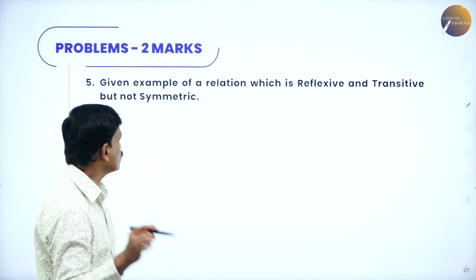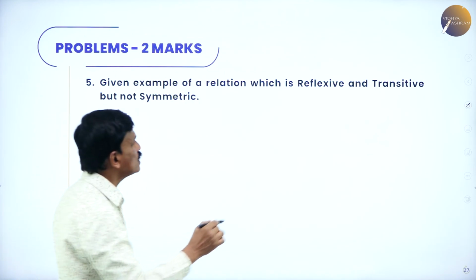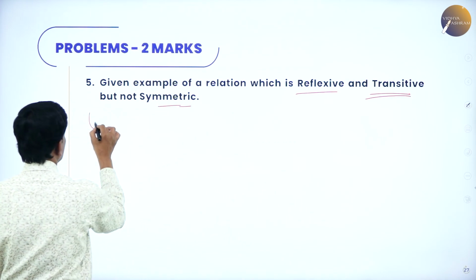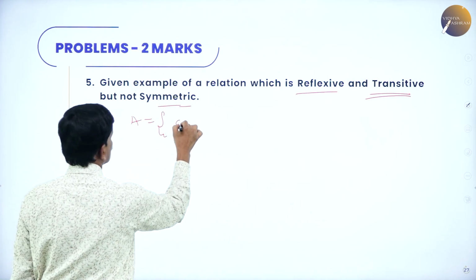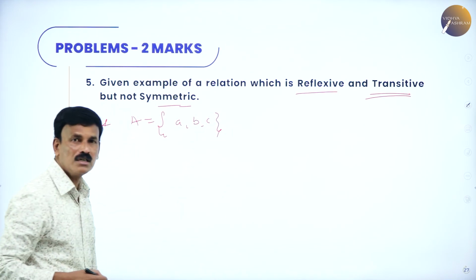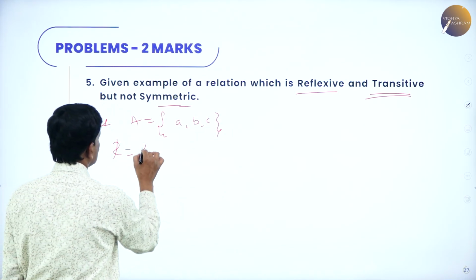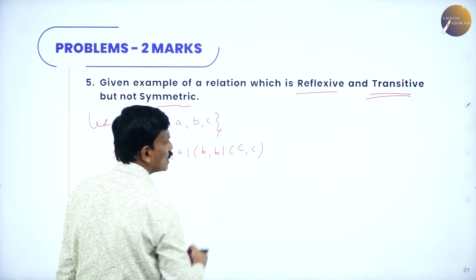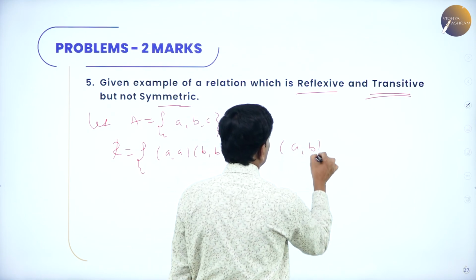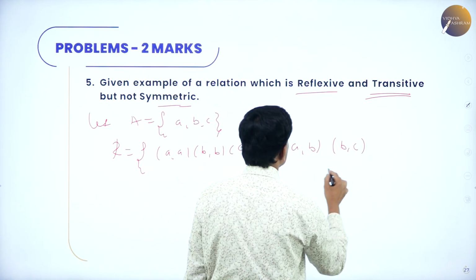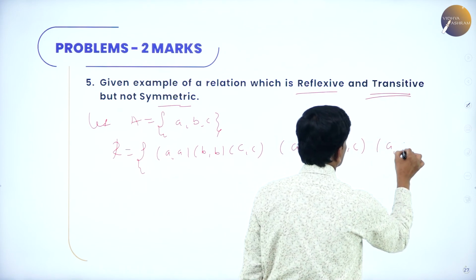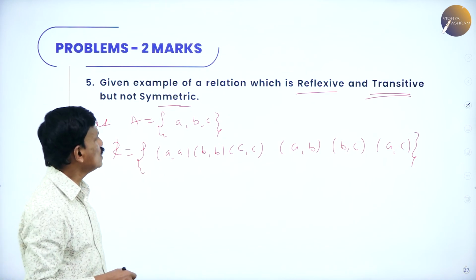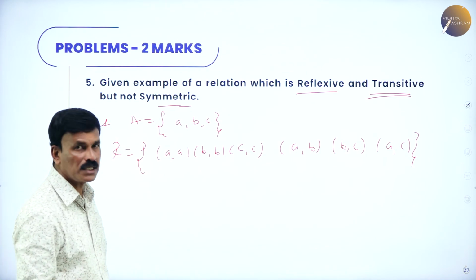Okay. Now, let us come to the next problem. Give an example for a relation which is reflexive and transitive but not symmetric. Now, let us consider a set A is equal to A, B, C. On the set A, define the relation R is equal to A comma A, B comma B, C comma C, A comma B, B comma C, and A comma C.